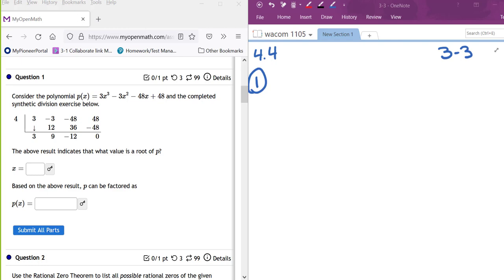Question 1, this one is actually not a lot of work in it, but it's a good one to understand what's going on. So it says, consider this polynomial and the completed synthetic division. So they've done all the work. The above results indicate that what value is a root of p.